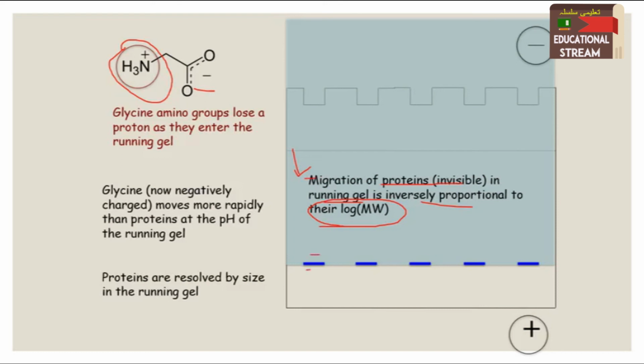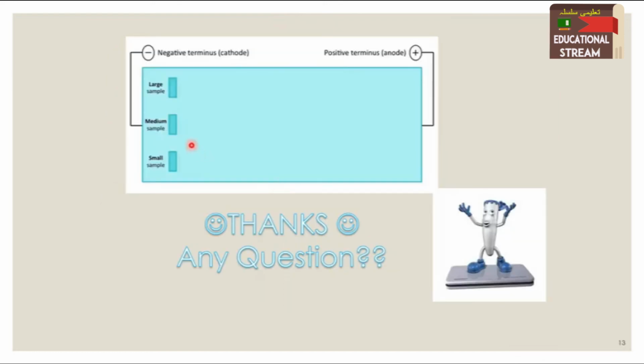We can only track the tracking dye, which is the bromophenol blue, but we cannot see the proteins, so the rate of migration of the protein, we do not know about it. Proteins are resolved by size on the running gel. So dear students, I will stop here.